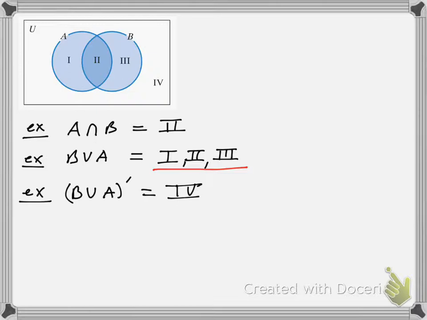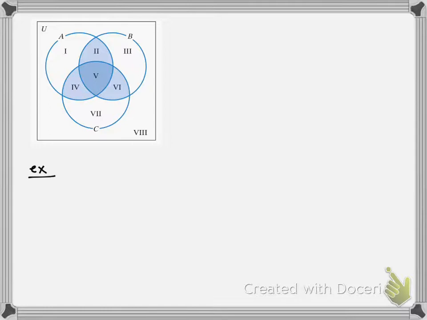Okay, let's try one with 3 sets now that's similar to this problem. So now we're going to do a similar problem where we try to figure out what regions are representing a given set of set algebra. We're going to do some set algebra here and figure out what regions represent it. So let's try this one. Let's go with A union B intersected with C.